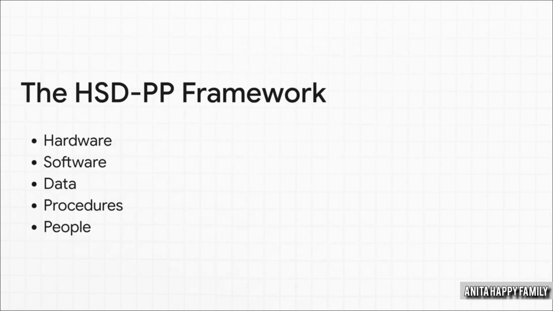Now, if you want to evaluate any system strategically, let me give you a little cheat code. It's called the HSDPP framework. A system is never just a machine. For it to work, you absolutely need hardware, software, data, procedures, and people. It's not just physical parts and lines of code. Without the raw data flowing in, the operating procedures telling it what to do, and the actual people to run it, the entire system just falls flat.